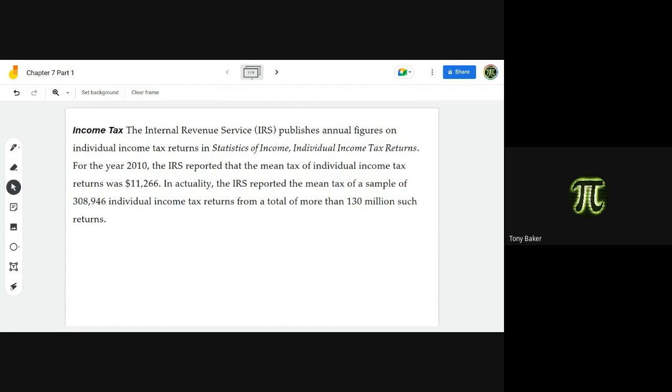Remember back to the very beginning when we looked at definitions. Population is not necessarily a number, it's what the data is representing. So what are we looking at here? Yeah, so the population is all the individual tax returns. Okay. And the sample was 308,000 of those tax returns.